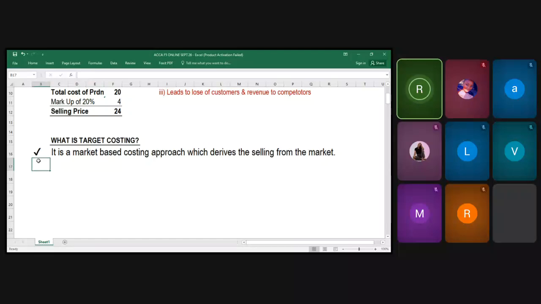Another item for you to know or understand is that this costing is implemented prior to research and development.